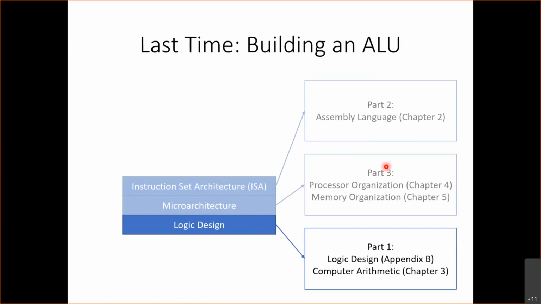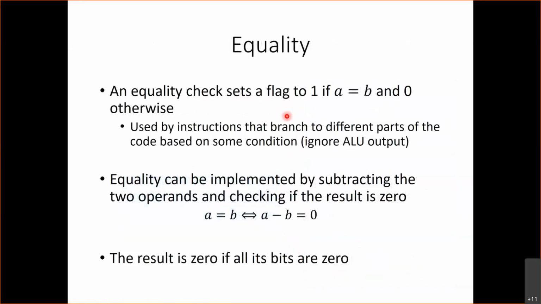So a quick review of what we covered last time. We're still in part 1 of logic design. Last time we continued speaking about building an ALU. We saw how to build support for checking for equality in an ALU. We checked if A equals B by checking if A minus B is equal to 0.